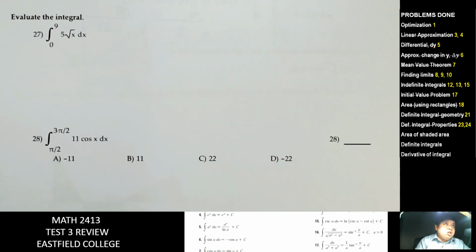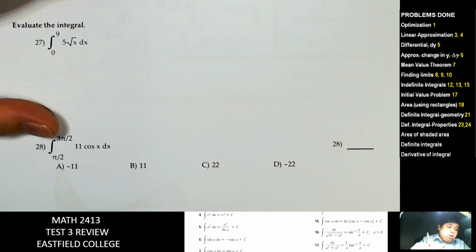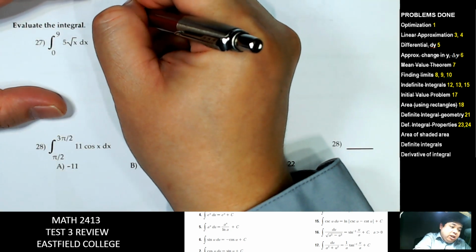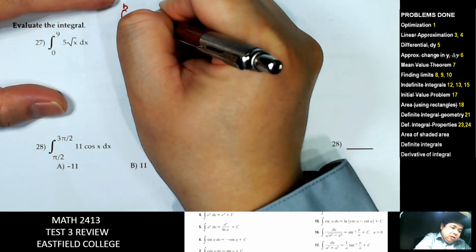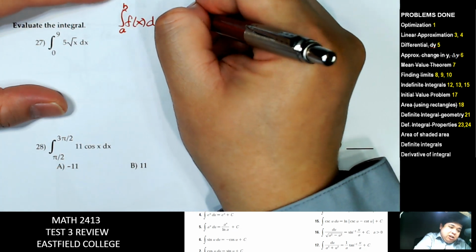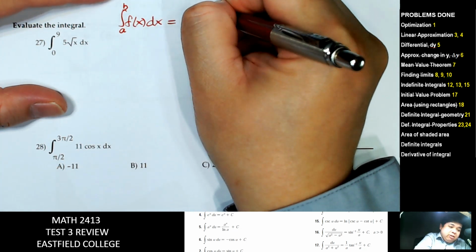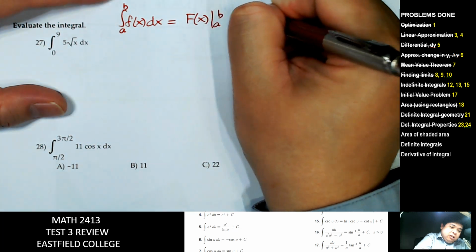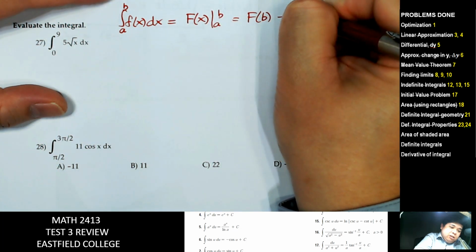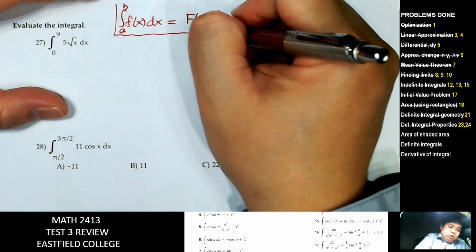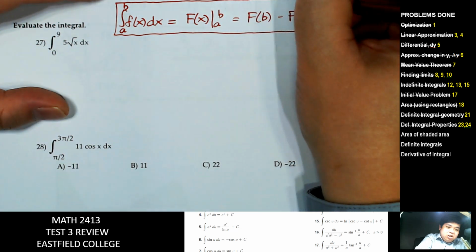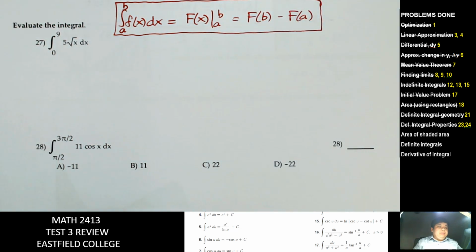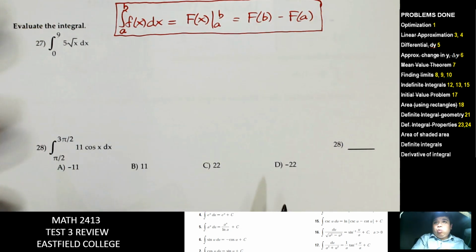Next problem, we just use the fundamental theorem of calculus, and this is too fundamental, and we need to know that. So we have any antiderivative. So that is the fundamental theorem of calculus. There will be another fundamental theorem of calculus which has the derivative.